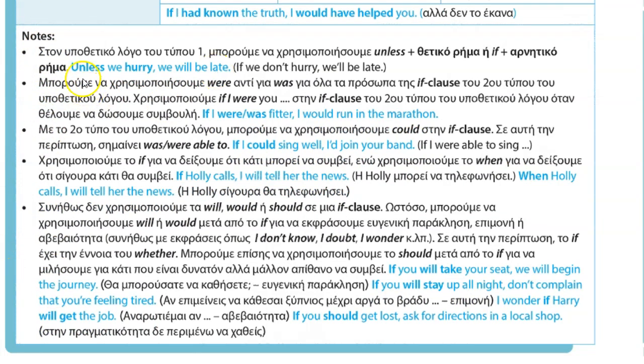So let's have a look at this. The first note. Unless we hurry, we will be late is the same as if we don't hurry, we will be late. Here it says we use were instead of was. Probably sounds more formal, or we actually use it to give advice.